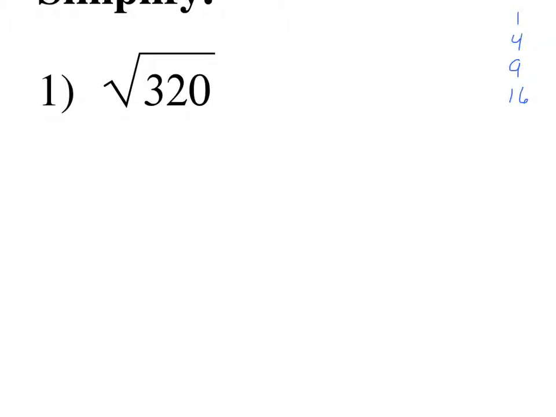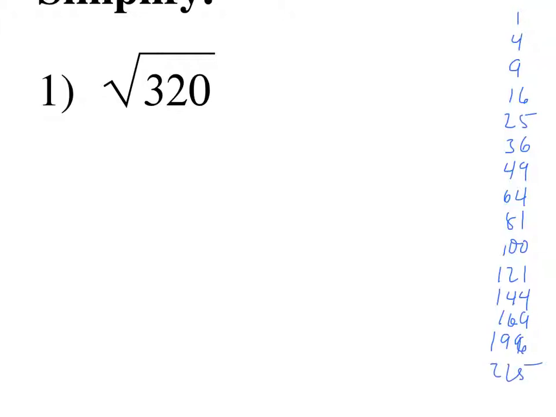What do we have then? We have 1, 4, 9, 16, 25, 36, 49, 64, 81, 100, 121, 144, 169, 196, 225. Excellent. So there's our first 15 perfect squares.